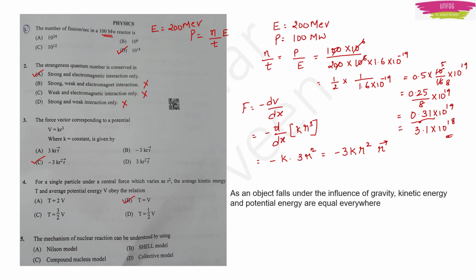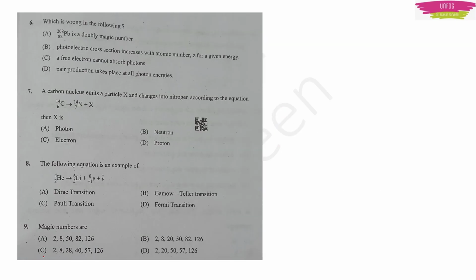Fifth question. The mechanism of nuclear reaction can be understood by using. Actually, the compound nucleus model is one model which describes the mechanism of nuclear reaction. So compound nucleus model, option C, is the right answer. Moving on. Question number 6. Which is wrong in the following? They have given 4 options. We have to tell which one is the wrong statement here.